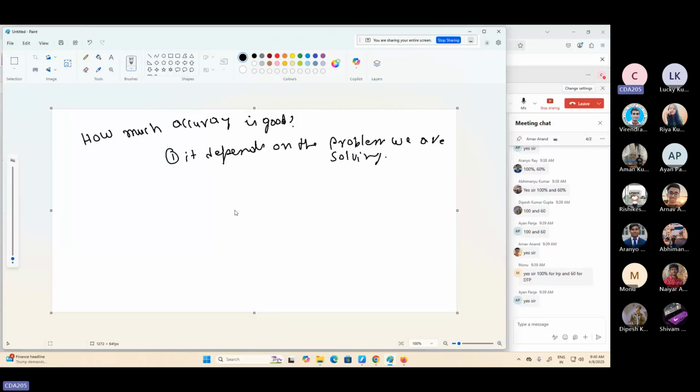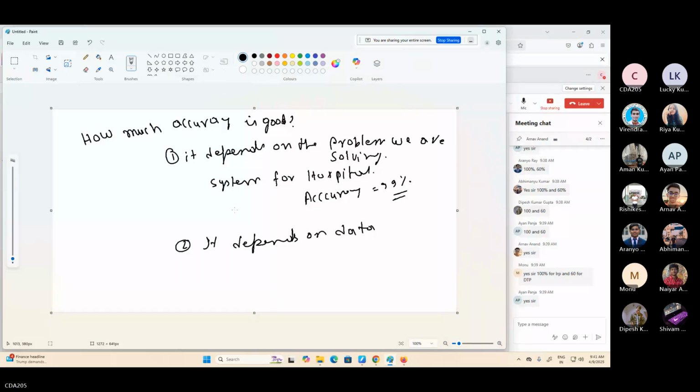Like, say the system we are making is for a hospital. Okay, so the accuracy is 99%. We cannot say it is not good, because when we talk about exact accuracy, it depends upon the problem first. And another thing, it depends upon the data also.